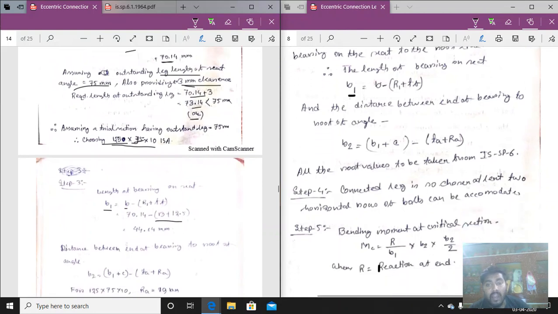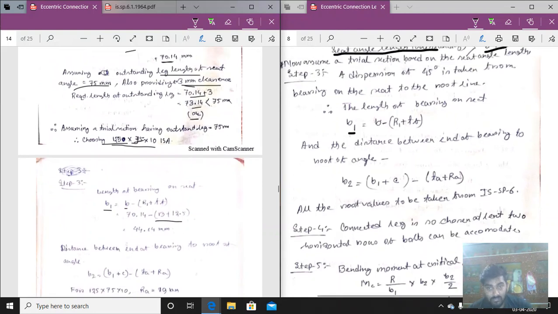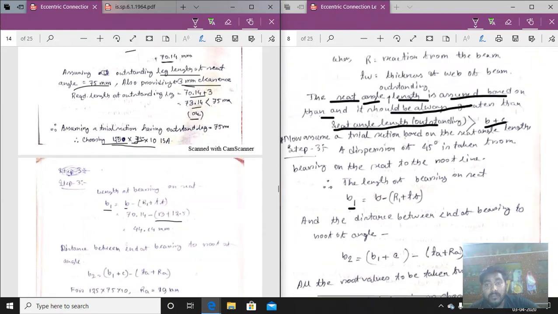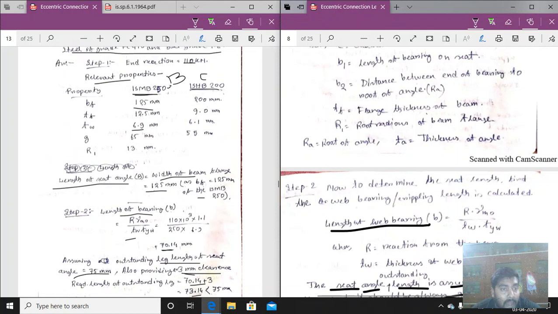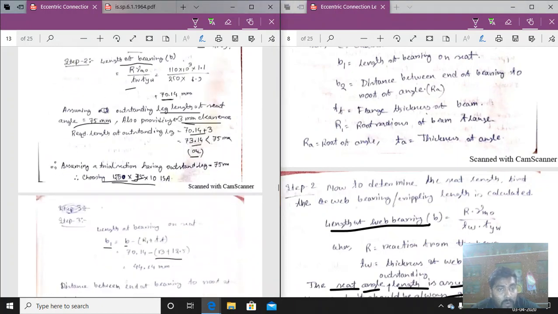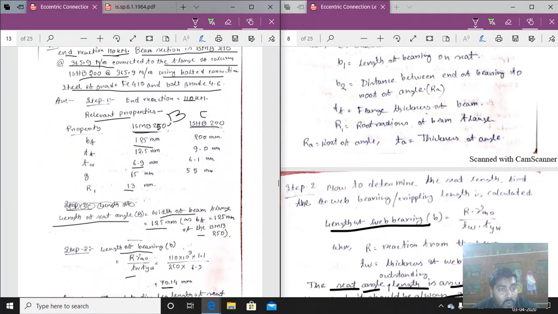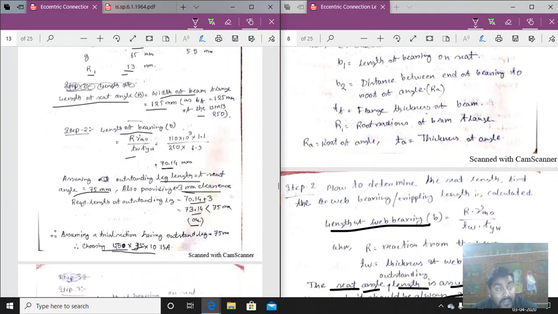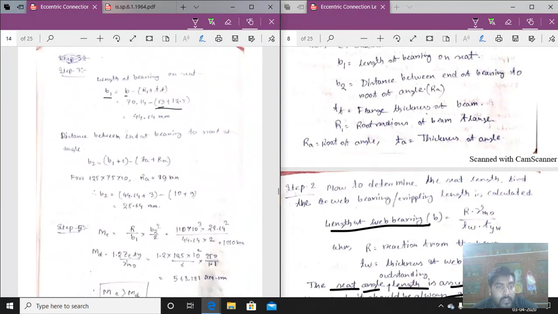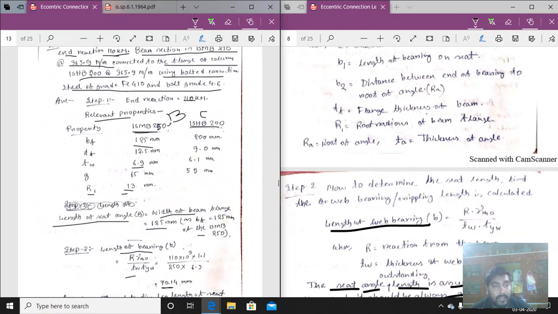What is R1? R1 is the root length of the beam. So for the beam, R1 is 13. Putting the value here, 13 plus 12.5, that is the R1, the root radius, for the ISMB 250 is 13. So putting the value here, 13 plus 12.5, we are getting 44.64 mm. 12.5 is the thickness of the flange of the beam, TF.